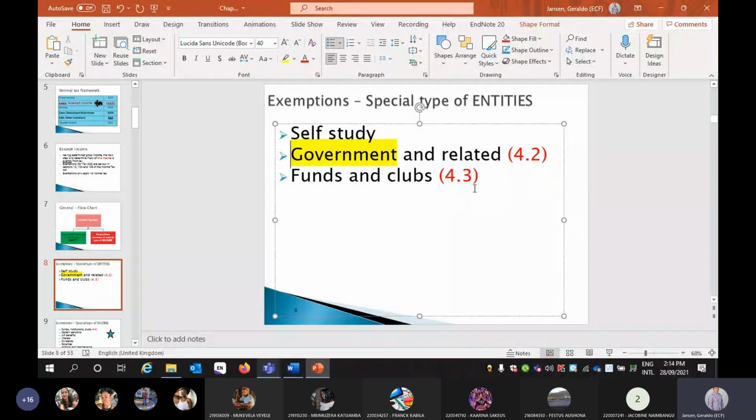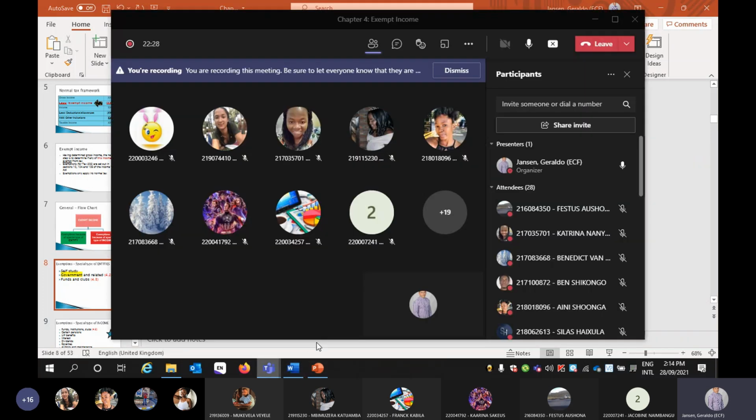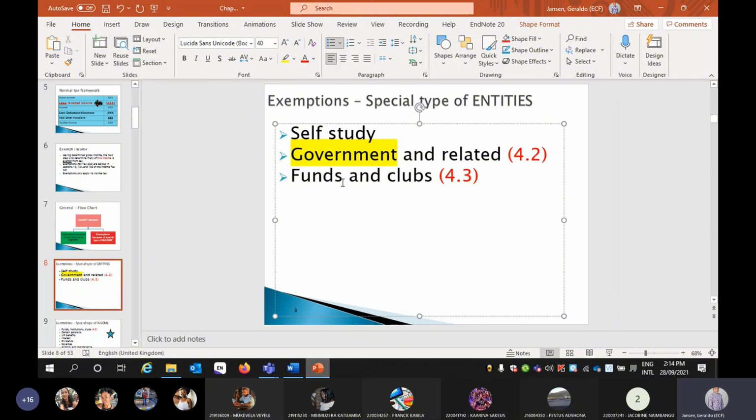So paragraphs 4.2 and 4.3 deal with certain funds like GIPF. Guys, I'm giving you Namibian examples, but remember we are busy with South African tax. I'm just giving them so that you can relate a little easier. There is the Social Security Fund in Namibia, and in South Africa they also have these things with different names. Obviously, I'm not going to test you specifically on that, but you need to go and read paragraph 4.3 so that you can look at funds and clubs.